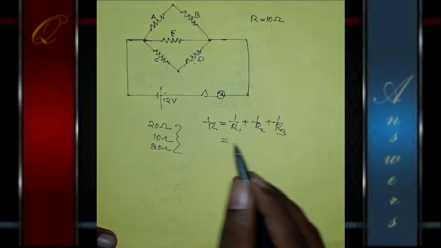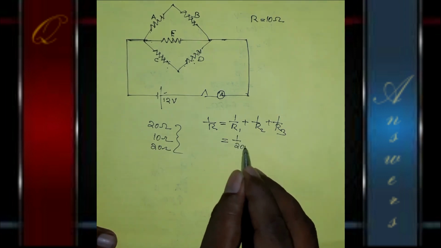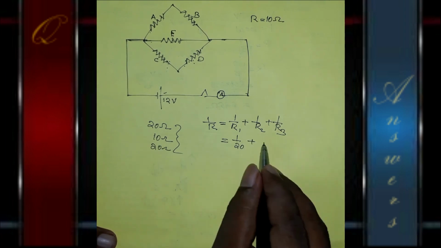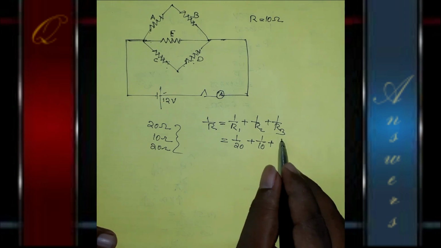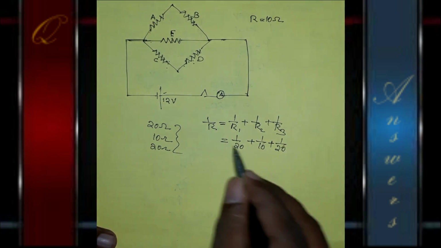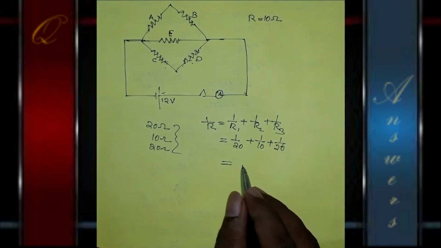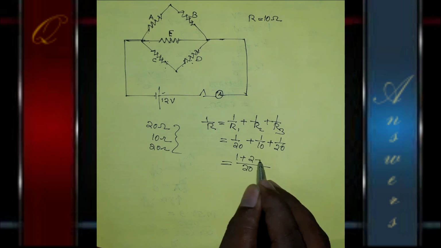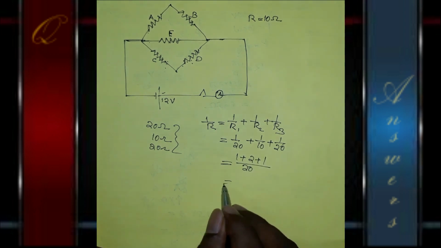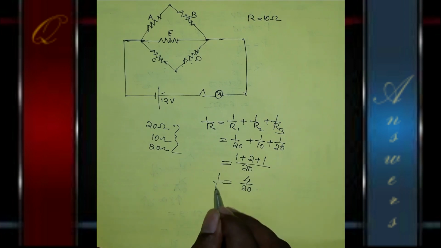This is equal to 1 by R1. R1 is 20. That is 1 by 20 plus 1 by R2, 1 by 10 plus 1 by R3, that is 1 by 20. So this is 20. That is 1 plus 2 plus 1, which is equal to 4 by 20, which is equal to 1 by R. So what is R?